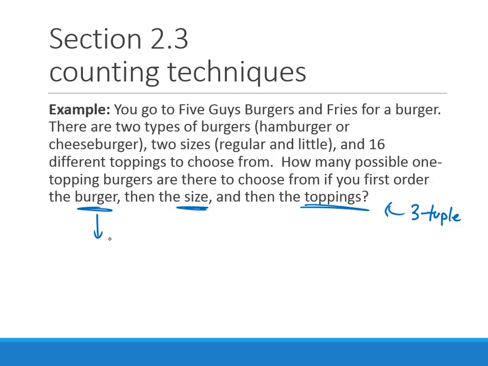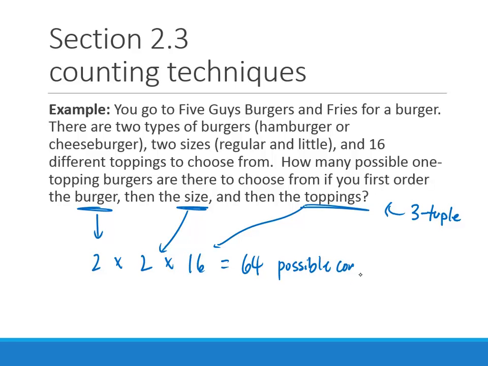And so how many choices of burgers do we have? Well, we have 2 choices for the burger, 2 choices for the size, and 16 choices for the toppings, which gives us 64 possible combinations. You have so many choices when you go to Five Guys. Did you guys know that?